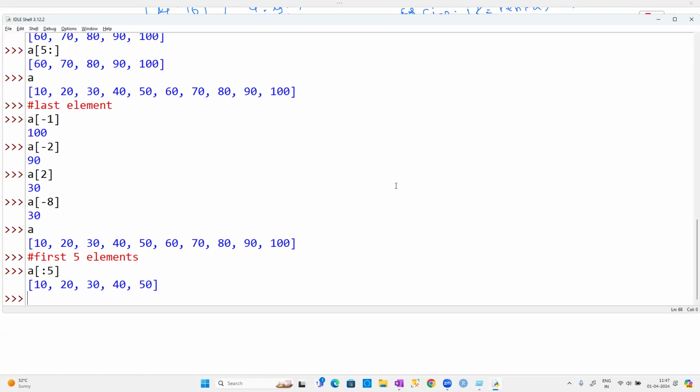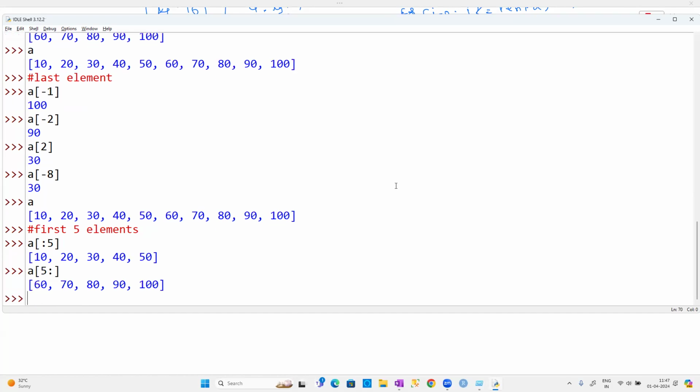Think carefully, guys. There are 10 elements. Last 5 elements means starting from the 5th element from the right-hand side. Just an example I'm telling, guys. Normally, most people think it is 5 colon. Yes, it is working, guys. But when there are 10 elements, for example, let me show you once. A equal to 100, 110, 120, 130, guys.